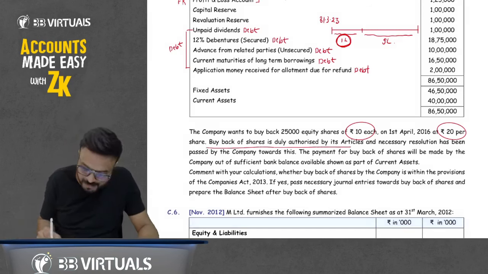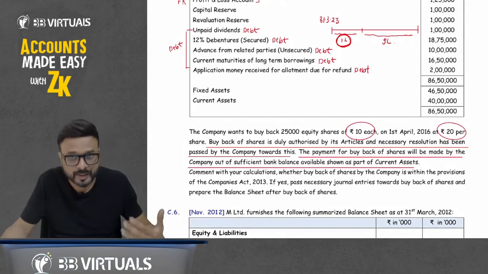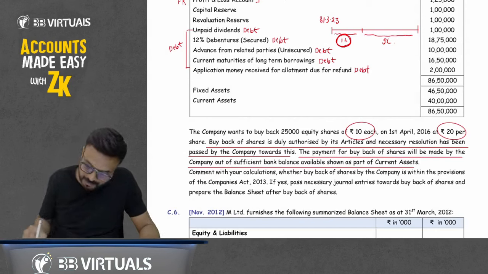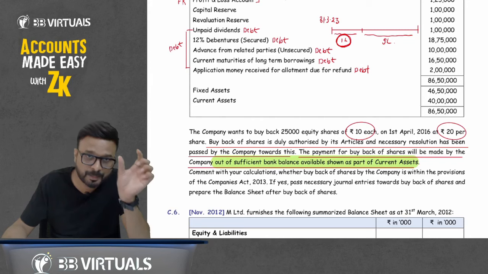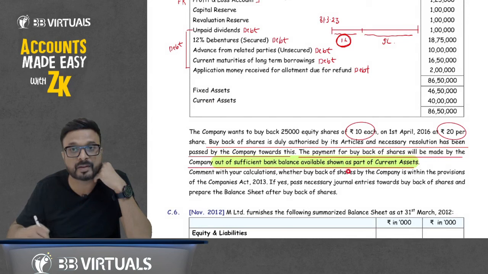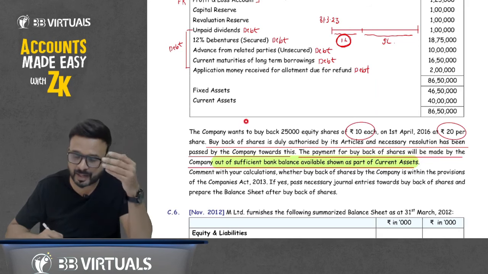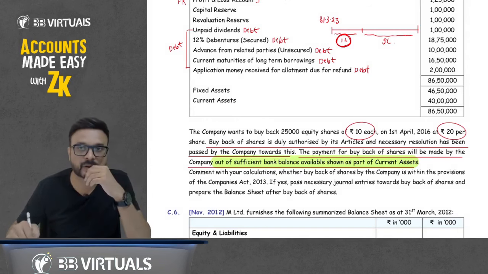Buyback of share is duly authorized by articles and the necessary resolution has been passed by the company. The payment for buyback of shares will be made by the company out of sufficient bank balance available, shown as part of current asset. What does it mean? It means they will pay the buyback amount out of the sufficient cash balance they have. When they pay, that is a bank account, and bank balance is a part of current asset. They have not mentioned inventory, bank balance, cash, or trade receivable separately. They have mentioned current asset, so all these come under current asset.